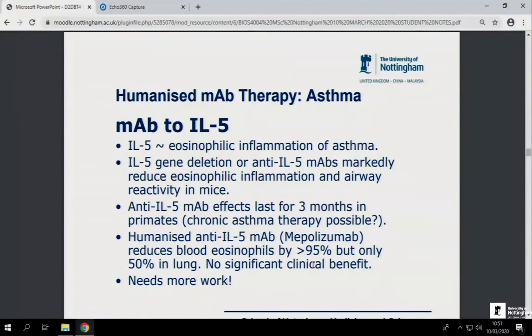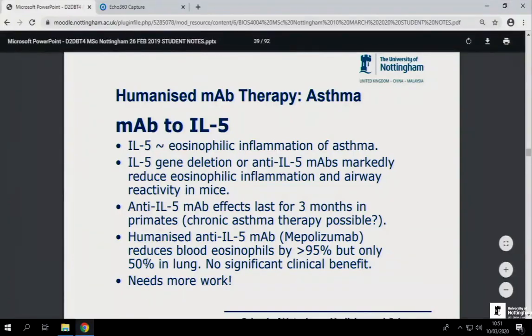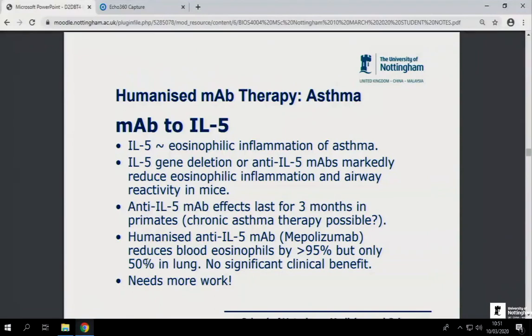We like that. But in the lung, it hardly did anything. It just reduced it by 50%. Why is that? Because the eosinophils that cause lung inflammation are in the interstitial spaces, the bit between the blood supply and the oxygen supply. That's called the interstitium. They are in the tissue of the lung. So you can't get these antibodies there because, as we said before, they're big molecules, 150 kilodaltons. There's no way they're going to get into the interstitium. So there's a bit of a problem there.